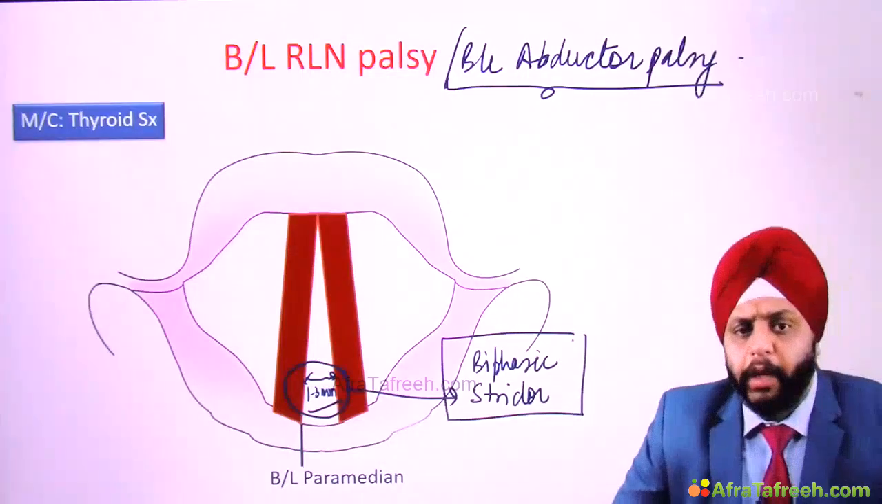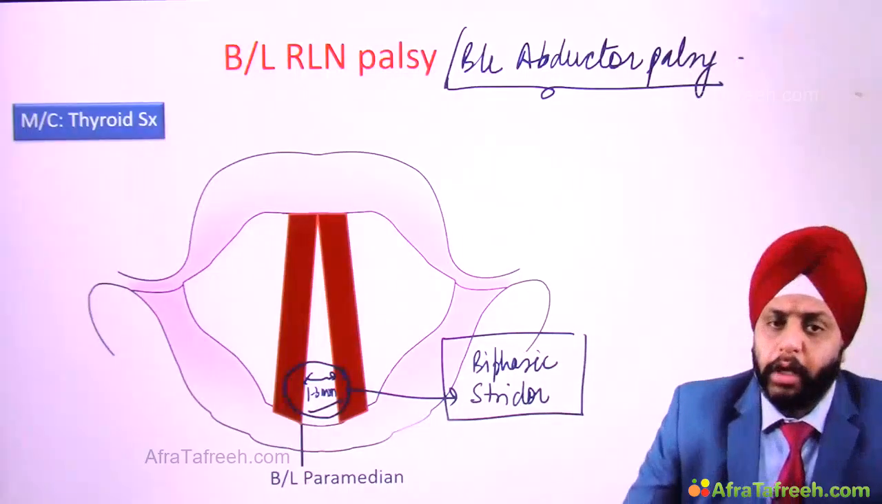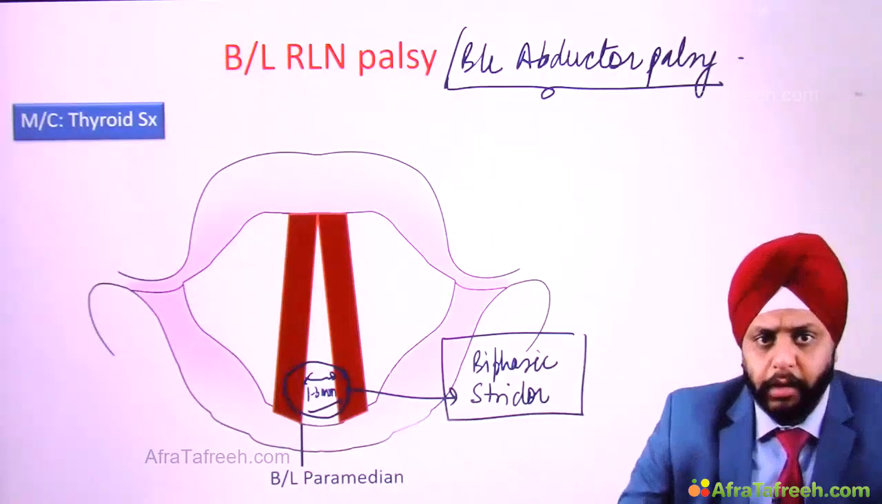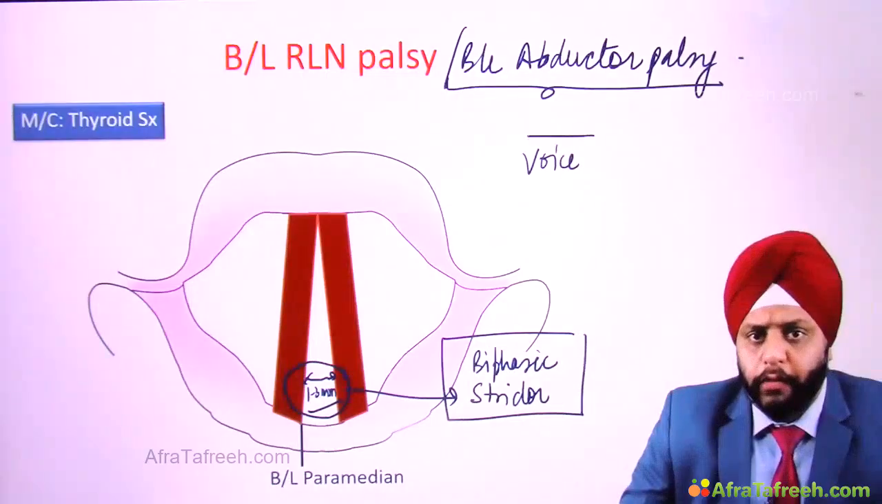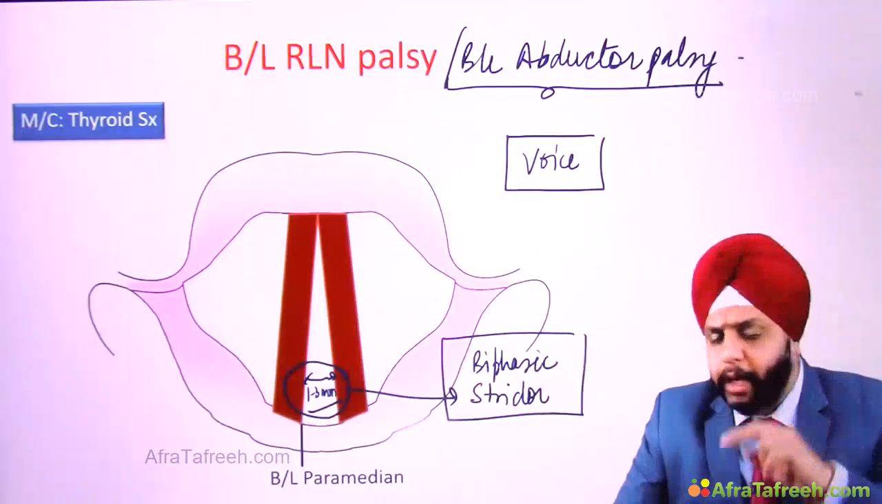Right? Patient has biphasic stridor. What about the voice of this patient? Now you see, these vocal folds are in the paramedian position. So there is some gap.